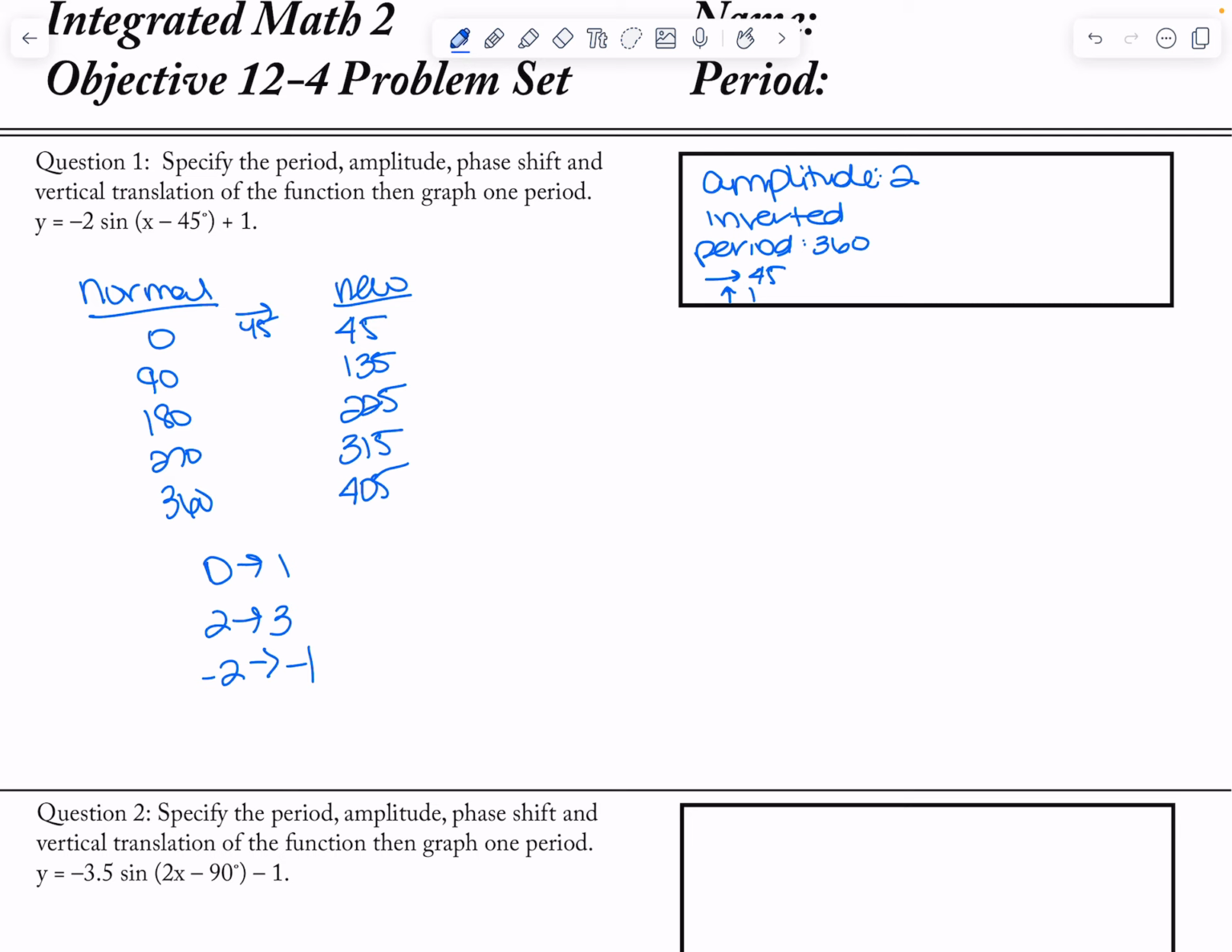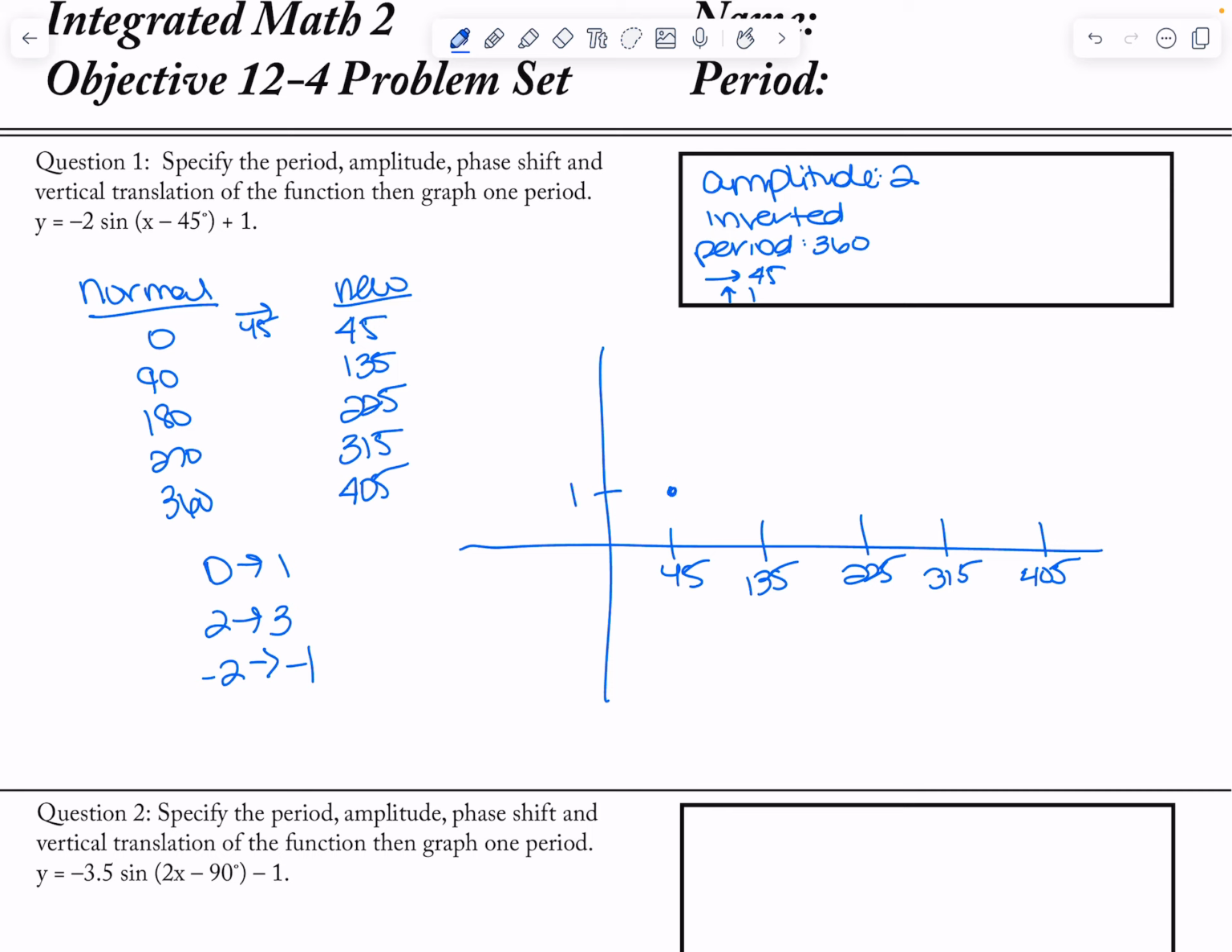Okay, so 45, 135, 225, 315, and 405. And it's inverted, so I start at my 0, which is actually at 1. And I go down, so I go down to -1. Back up to my 0, up to my highest point, which is 3, and back down to my 0. So my graph looks something like this, -1 and 3.